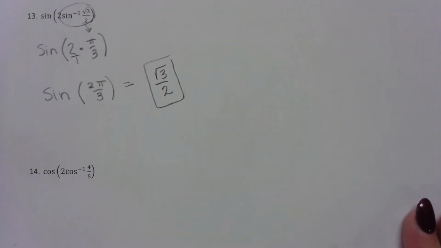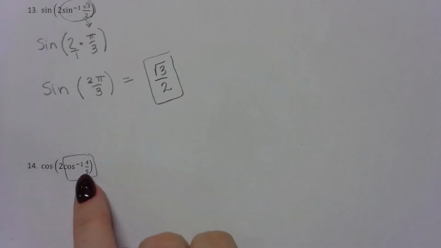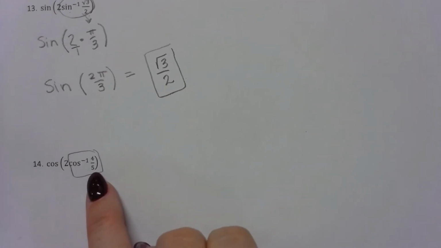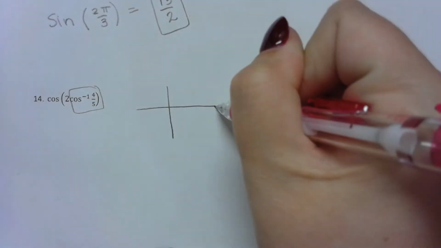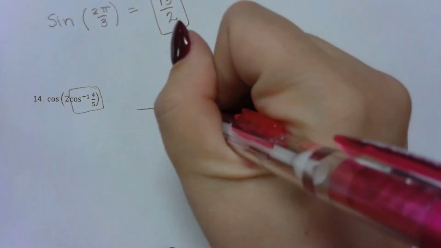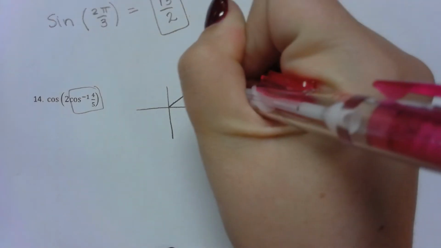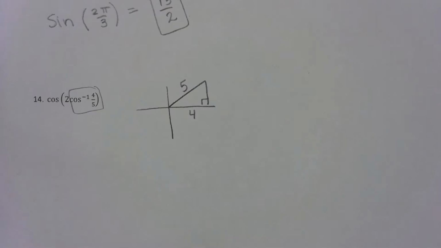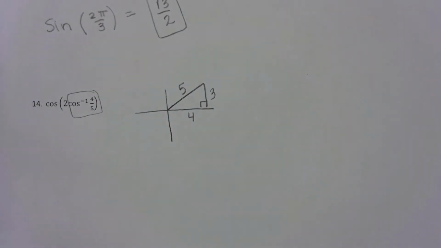Now in number 14, I can't use the unit circle because 4 over 5 is not on my unit circle. So whenever we see an inverse, and this is not on the unit circle, we need to use our triangles to help us. So I'm going to draw our triangle. Now cosine is positive 4 over 5 here, so that means we're in quadrant 1. Cosine is x over r. So we know our x is 4 and our r is 5. We know that this is a 3, 4, 5 triangle, or use the Pythagorean theorem to figure out that that's a 3.